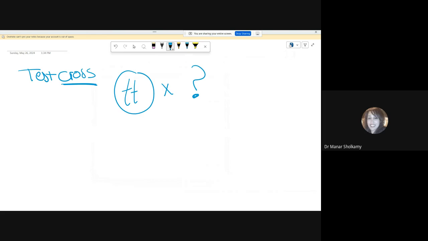Why do we do that? Because we want to know the genotype of this unknown parent. They told you that this unknown parent is heterozygous. So the Punnett square should be between a heterozygous parent and a homozygous recessive parent.